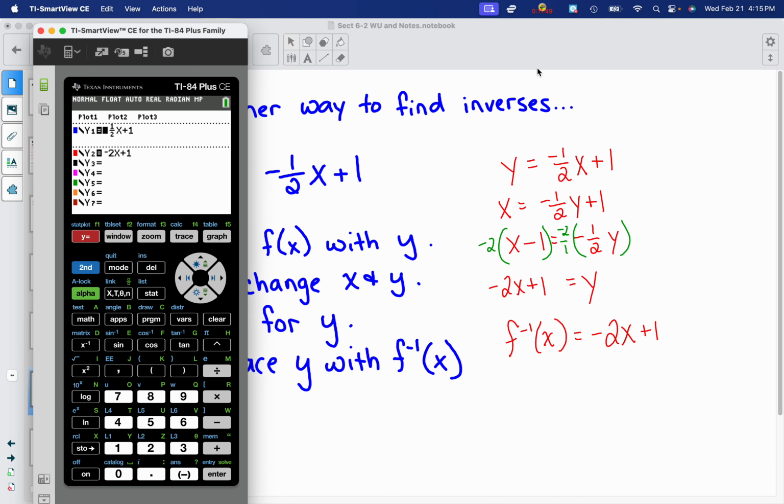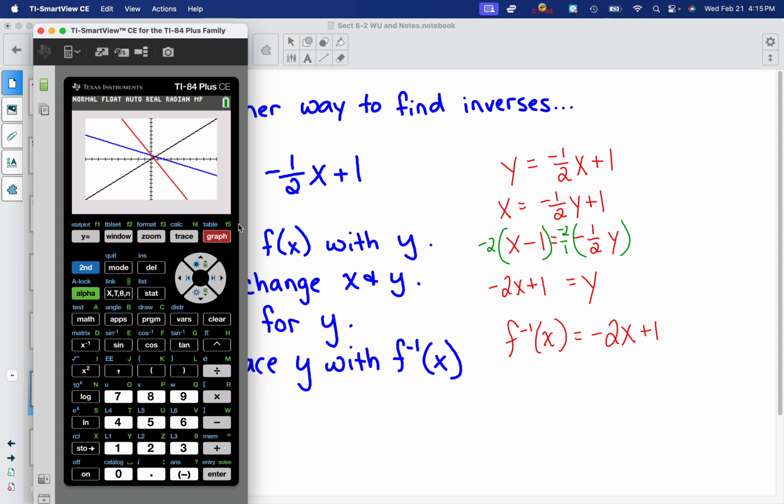Remember what I said about the graphs of inverse functions. So I actually typed in y1 equals negative 1/2 x plus 1, and I put what I got for my inverse in y2. So if I look at the graph of this, here's what I get. Now remember what I said about how it should be symmetric across the line y equals x. So let me add that line on there.